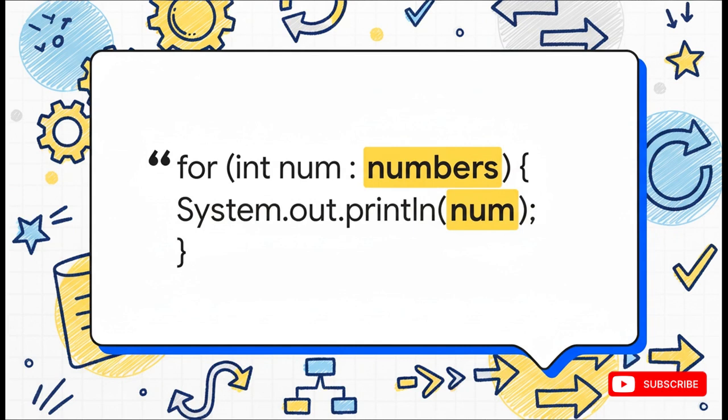And just look at how beautiful and clean the syntax is. You can literally read it out loud. For each integer, let's call it num, inside the numbers array, do this thing. That's it. There's no counter to set up, no condition to worry about, no incrementing. Java handles all that boring stuff behind the scenes. It just makes your code so much more readable and way harder to mess up.